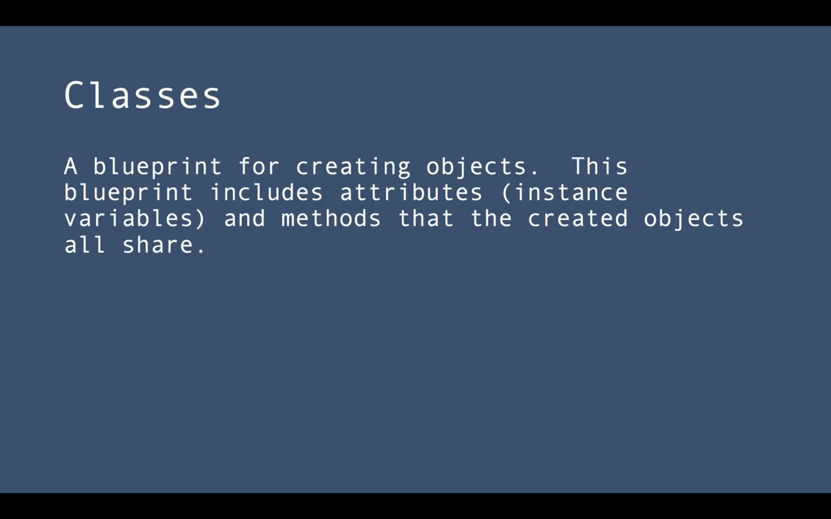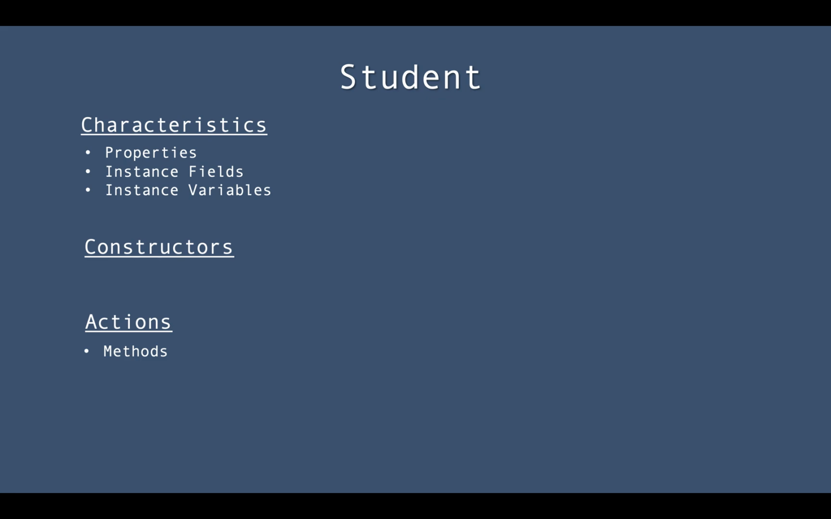As you hopefully recall, a class is a blueprint for creating objects. The blueprint includes three things: attributes, which we call instance variables, methods, and then of course constructors as well. That's really what we're going to dive into deeper today, what these three things are, how we write them, and what their purpose is. So for this example today, we're going to write a student class.